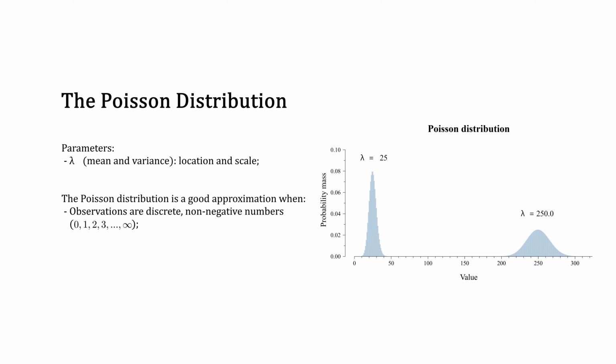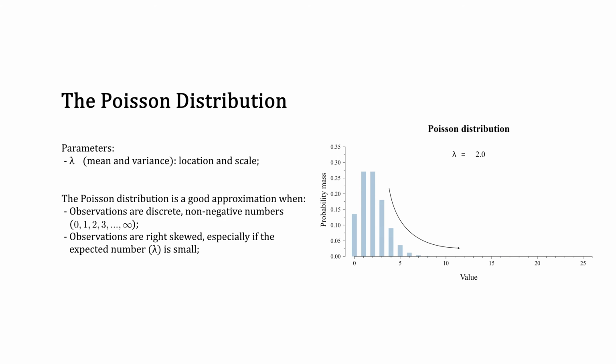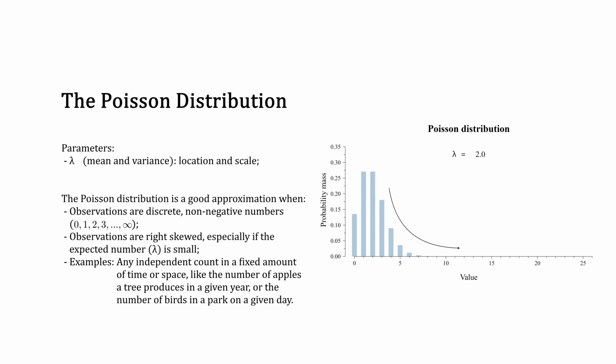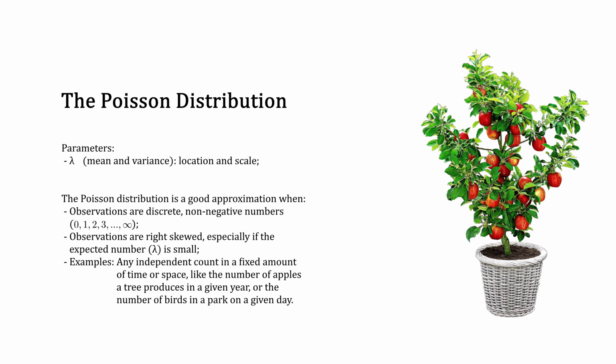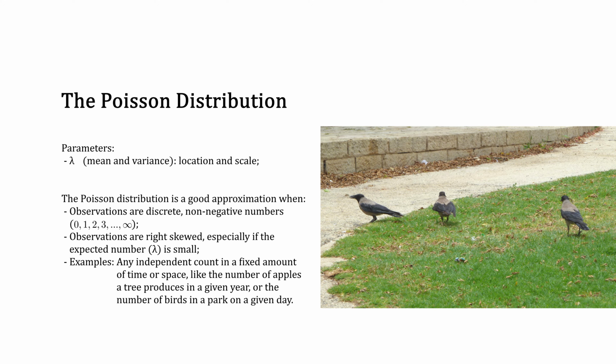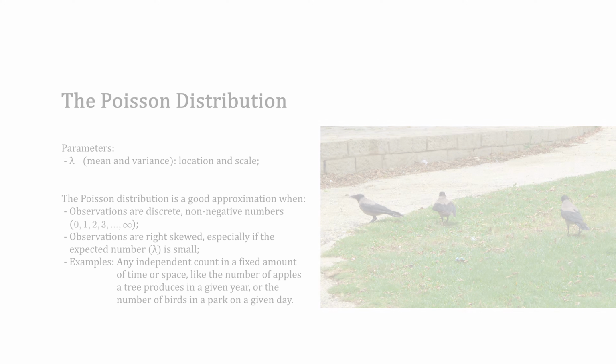The Poisson distribution is a good approximation when observations are discrete, non-negative numbers, and observations are right skewed, especially if the expected number is small. Examples include any independent count in a fixed amount of time or space, like the number of apples a tree produces in a given year, or the number of birds in a park on a given day, etc. That brings us to the last of the 3 probability distributions I'll explain in this video.